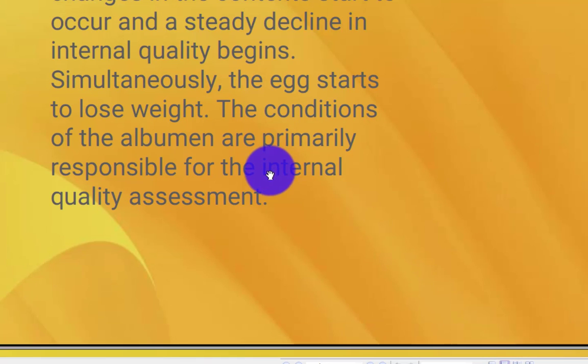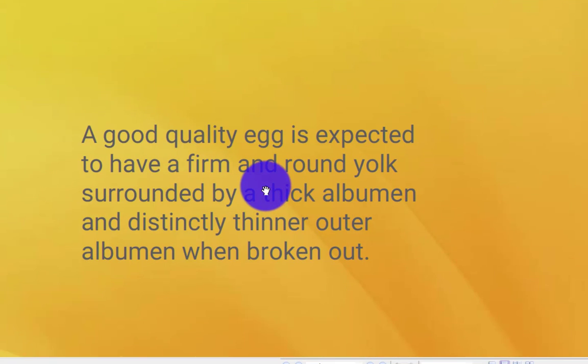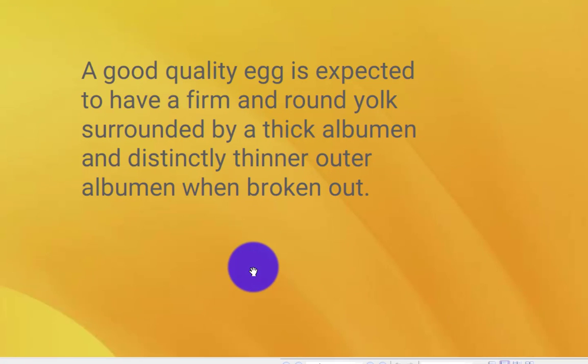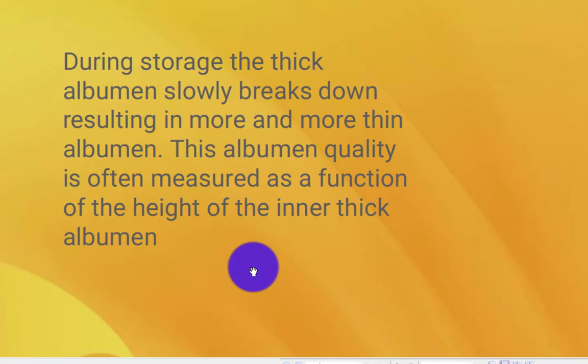The condition of the albumin is primarily responsible for the internal quality assessment. A good quality egg is expected to have a firm and round yolk, surrounded by a thick albumin and a distinctly thinner outer albumin when broken out. During storage, the thick albumin slowly breaks down, resulting in more and more thin albumin. This albumin quality is often measured as a function of the height of the inner thick albumin.